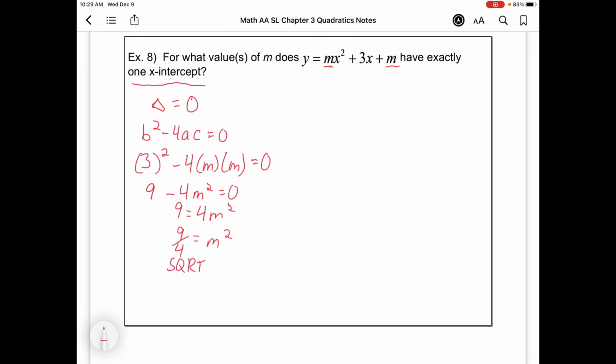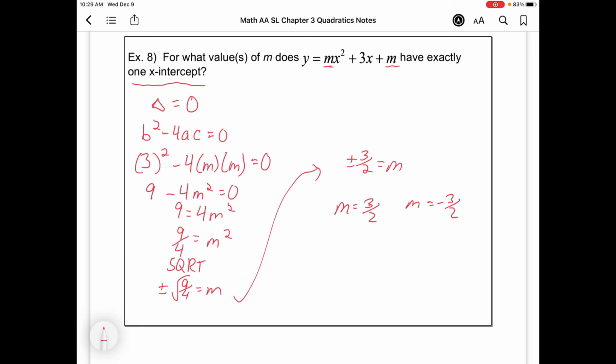Remember, when you square root in an equation, you need to consider the positive and the negative. So positive or negative square root of 9 over 4, or square root of 9 is just 3. That should be our answer. In other words, there's a possible value of 3 over 2 and negative 3 over 2. Now, you might or might not believe that that actually creates the situation that is given here.